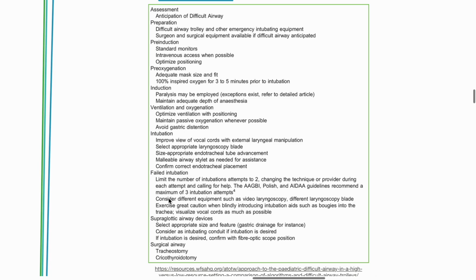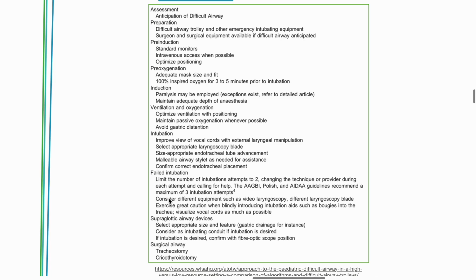AAGBI, Polish and AIDAA guidelines recommend a maximum of 3 intubation attempts. Consider different equipment such as video laryngoscopy, different laryngoscopy blade. Exercise great caution when blindly introducing intubation aids such as bougies into the trachea. Visualize vocal cords as much as possible.